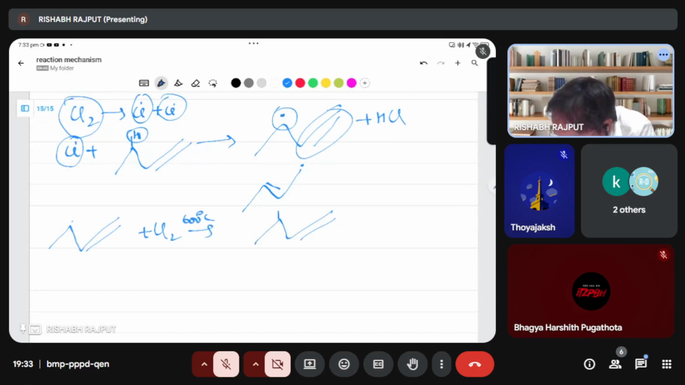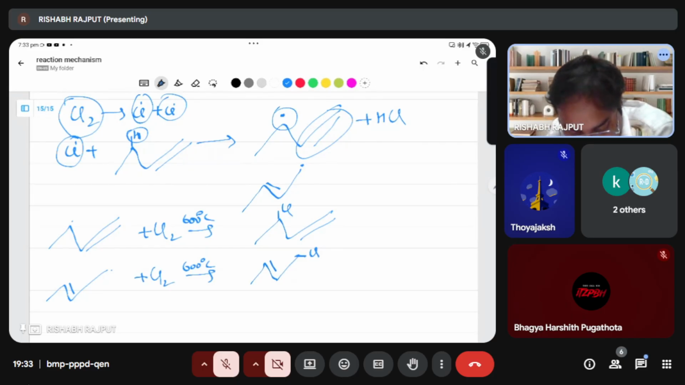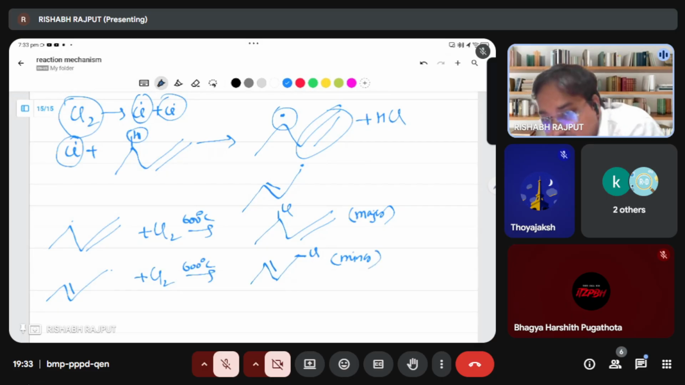You will get Cl here, and also here you will get Cl. Okay, but what are the major products here? This one is major and this one is minor. Both will be formed, so two answers are right as well. And this is major, this is minor, because resonance is established.